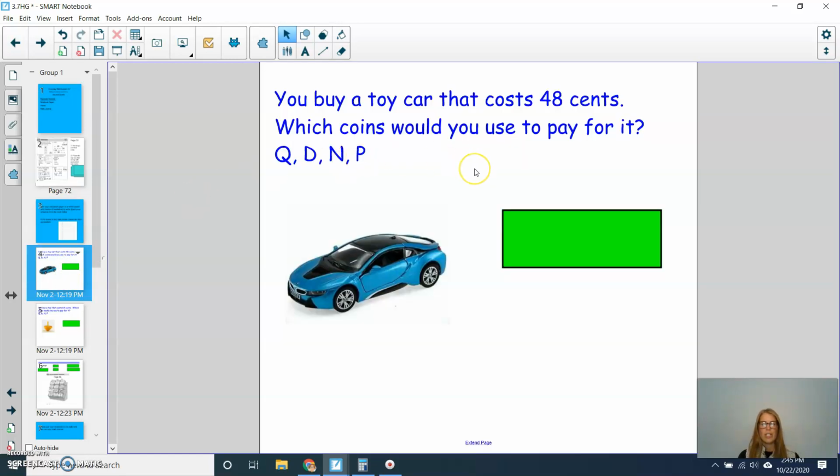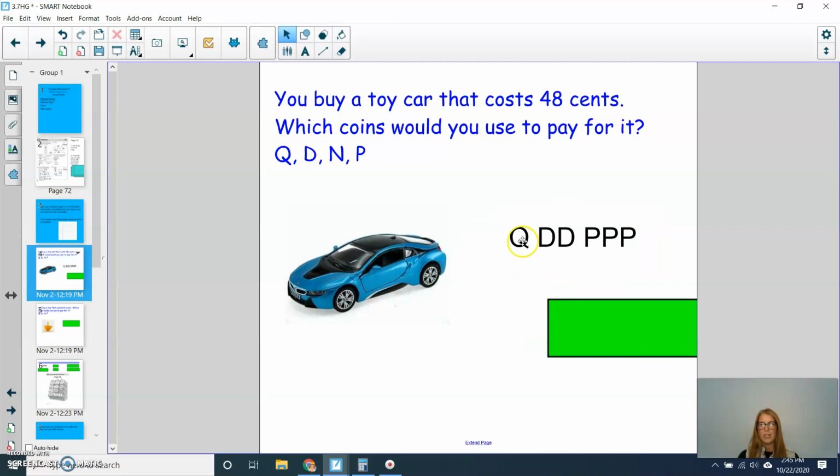For this first question, you want to buy a toy car that costs 48 cents. Which coins would you use to pay for it? Press pause and then play when you're ready to check my answer. All right, second graders, there's more than one way to make 48 cents, but the way that I chose today, I used a quarter, which is 25, then a dime, 35, 45, and then 3 pennies, 46, 47, 48.